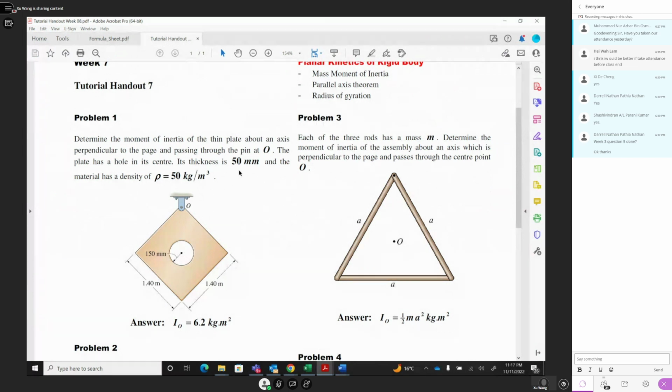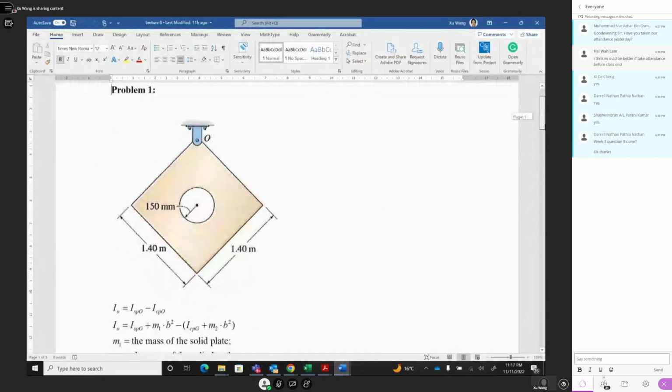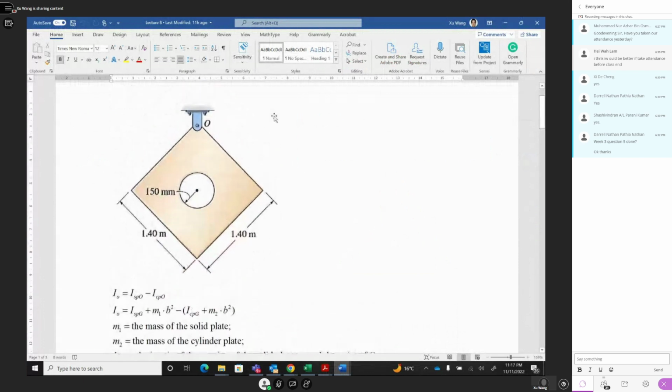Assume the thickness of this plate is 50 millimeter, and the density of the material is 50 kilogram per cubic meter. So how do we solve this problem? The rotational inertia at point O equals the solid plane rotational inertia minus the cylindrical plane, because you remove this material. The solid minus the cylinder gives you this structure's rotational inertia.